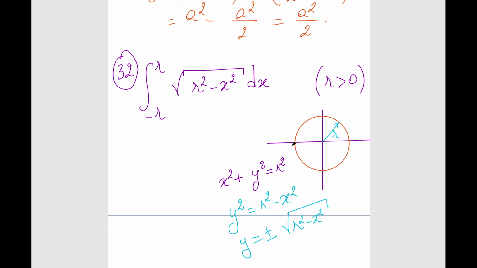What does it mean? It means either the upper half circle or the lower half circle. Okay, the plus corresponds to the upper one, and the negative corresponds to the lower one, as you know. I'm just refreshing your memories. So this upper one has equation y equals square root of r squared minus x squared.